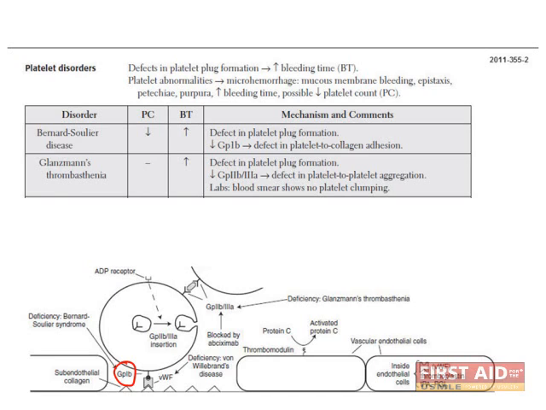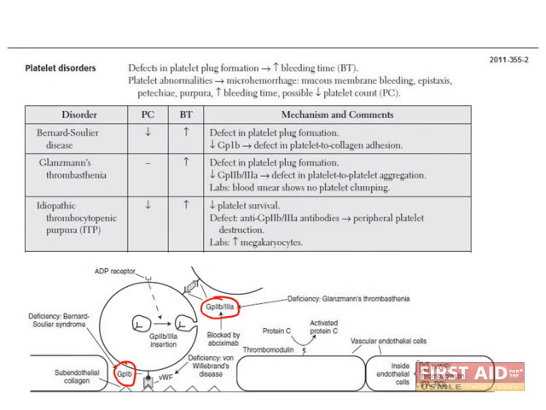Glanzmann's thrombasthenia is a defect in GP2B3A, and therefore it prevents platelet aggregation, which can be seen on a blood smear. Platelet count is unaffected, but bleeding time is increased. Idiopathic thrombocytopenic purpura, or ITP, is an autoimmune pathology caused by anti-GP2B3A antibodies. This causes destruction of platelets, which lowers platelet count, increases bleeding time, and also increases megakaryocytes, since the bone marrow is trying to replace the platelets.